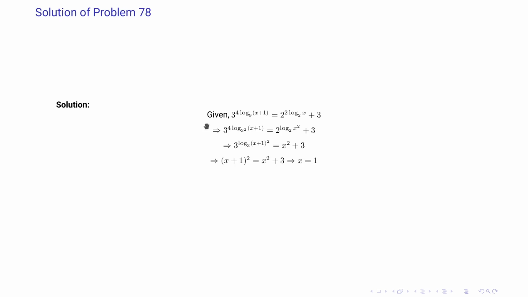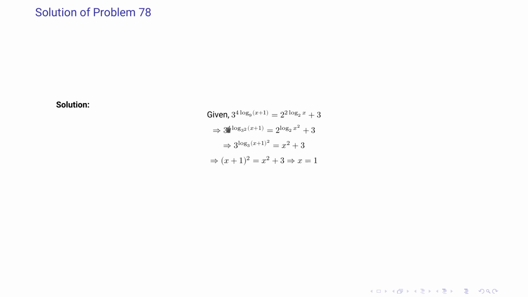Problem 78 says: solve 3 to the power 4 log of x plus 1 with base 9 is equal to 2 to the power 2 into log of x with base 2 plus 3. So in this case, we write this base 9 as 3 square.